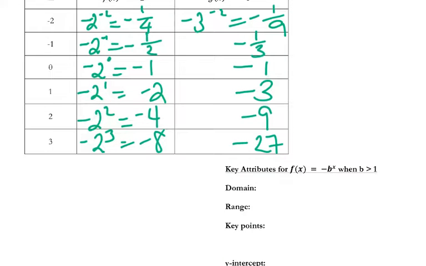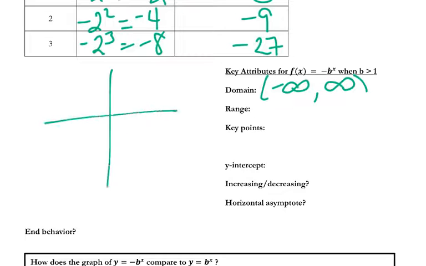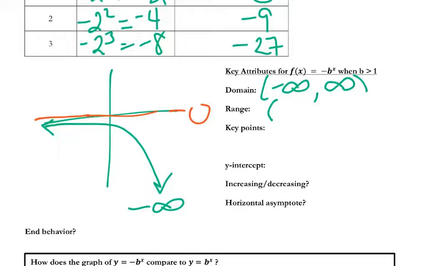So let's go back and do some key attributes. Domain, still all real numbers. You can plug in any x value and get a y value out. The range, however, everything was below the x-axis. So the highest value is 0, and the lowest value, think about it, is -infinity. So this is going to be -infinity to 0.